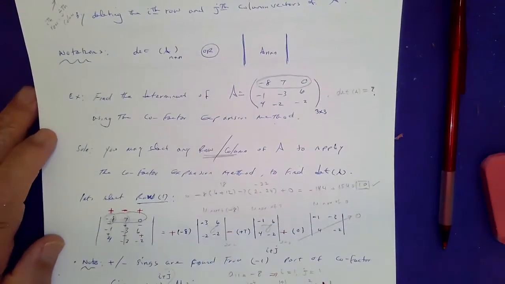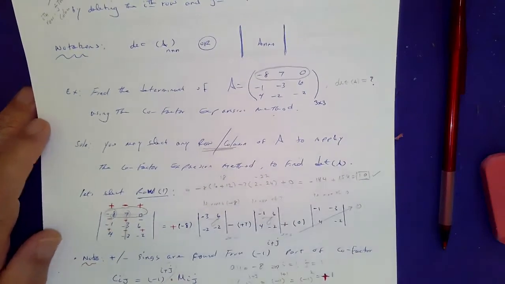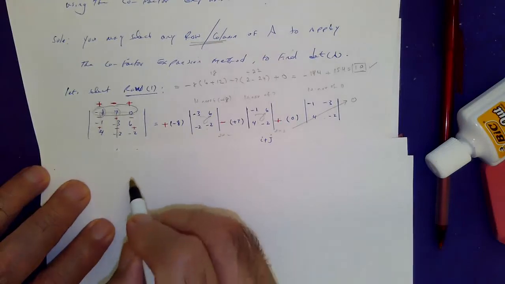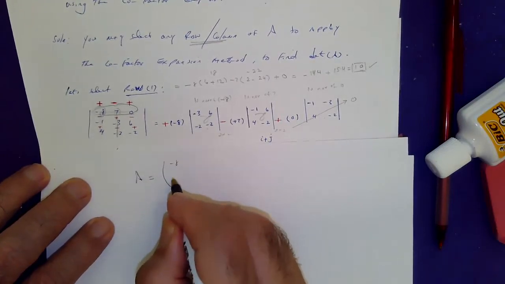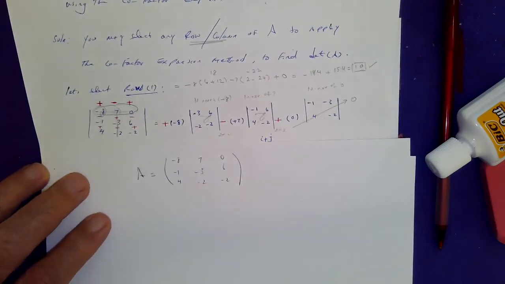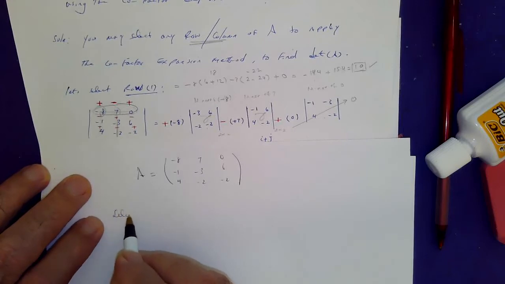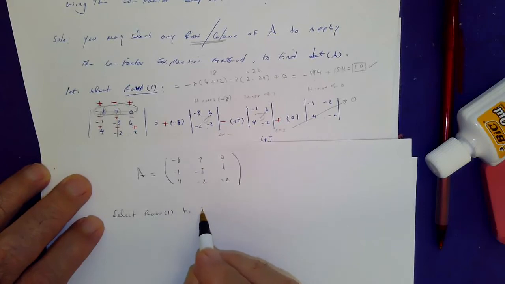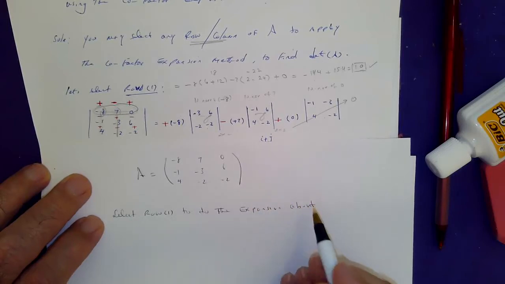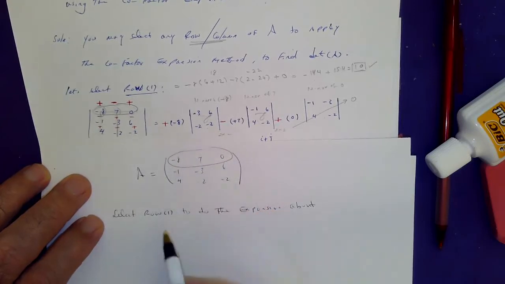So here's what you do. First you list the elements. Let me literally do this problem so you can see the problem in action. Suppose I have matrix A: -8, -1, 4, 7, -3, -2, 0, 6, -2. Suppose we select row 1 to do the cofactor expansion. So I'm going to choose row 1. So determinant of A equals -8, 7, 0.